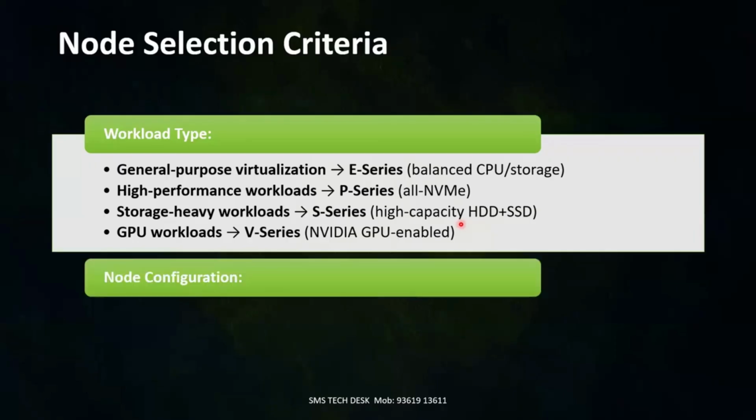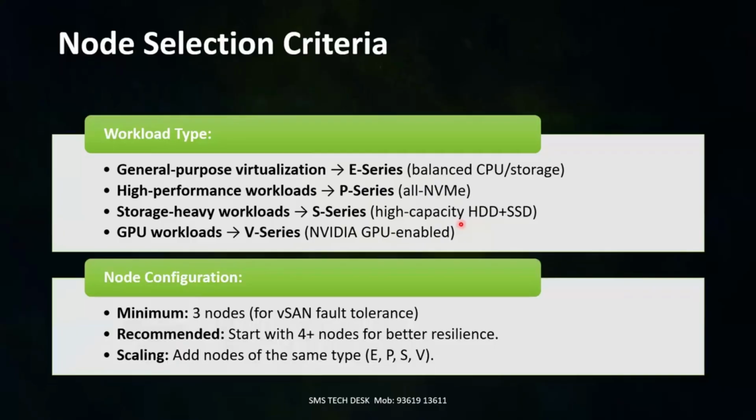The next is node configuration. Once you have selected the node, whether it is E series, P series, or S series, you need to understand how many nodes we need. Is it 3 nodes? If it is a dynamic cluster, we can go for 2 nodes. But VxRail recommends always starting with 4 or more nodes for better resilience and redundancy, because if I'm doing maintenance work in the cluster, having 4 will be good.